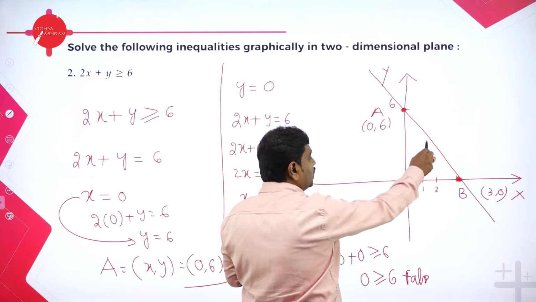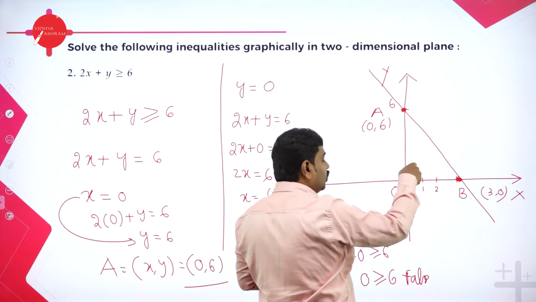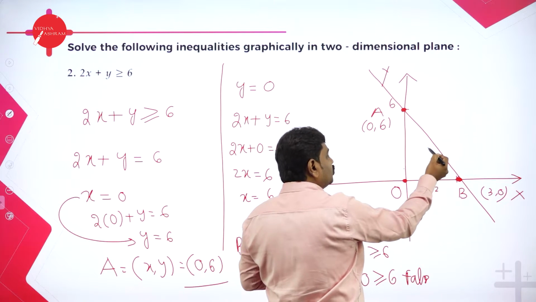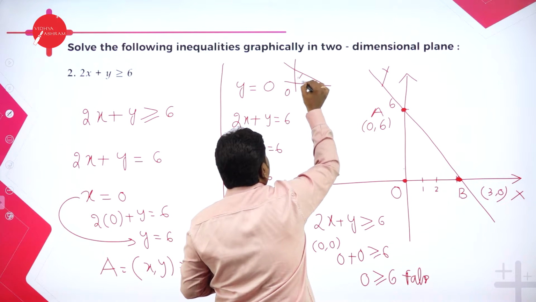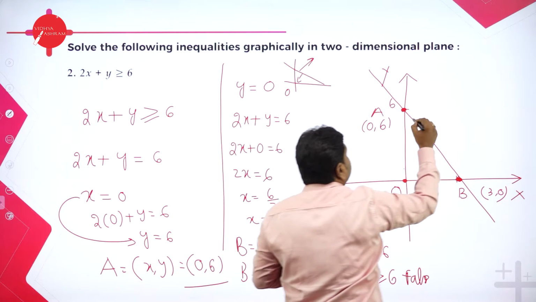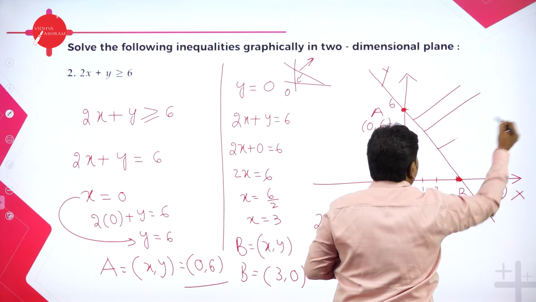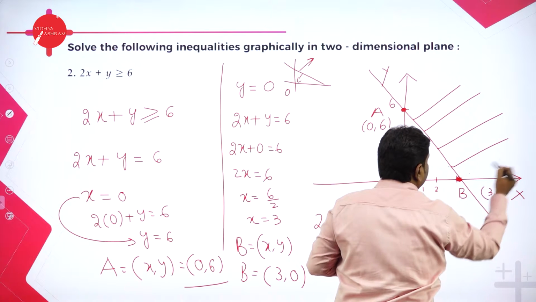Origin does not lie in the region, so I should not shade towards origin, I should shade away from it. This is towards origin for the line. If this is the line and this is origin, I should not go towards this, I should go away from this, so shading is above. So shade above. This is the solution region.